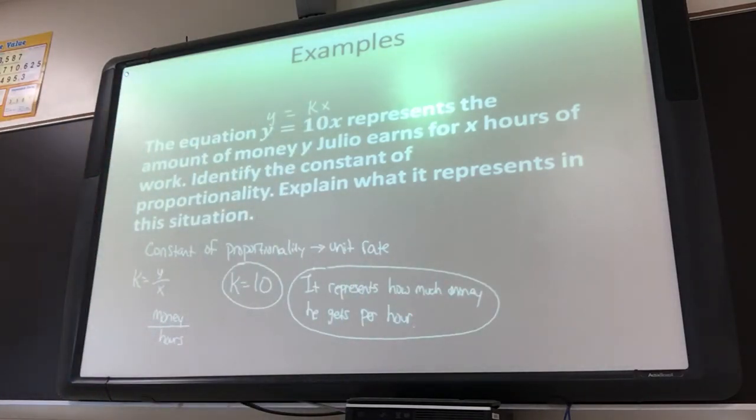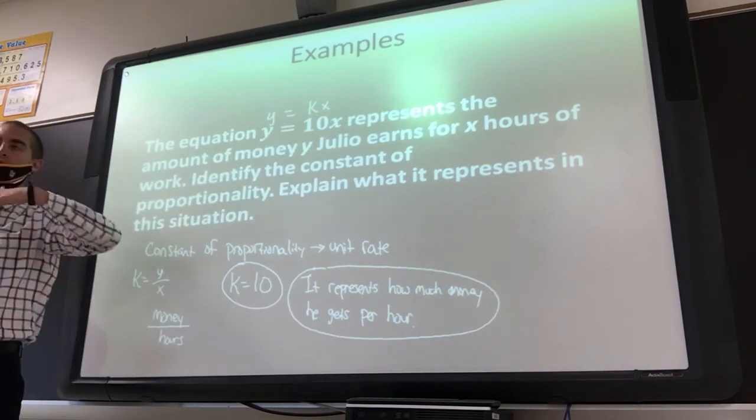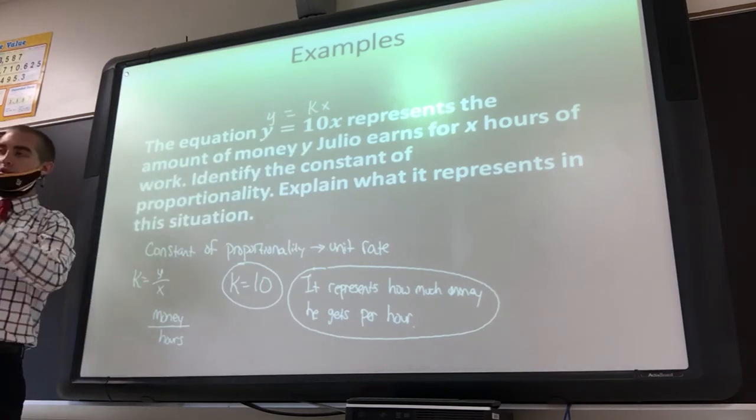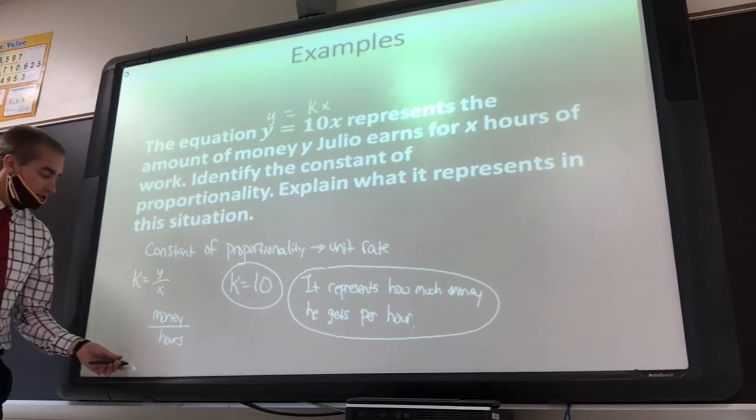So if it says find the constant of proportionality based on the equation, we're just going to give the number, k equals whatever that is, and then explain it's y over x. In this case, it'd be money per hour. Okay? So let's look at another one together.